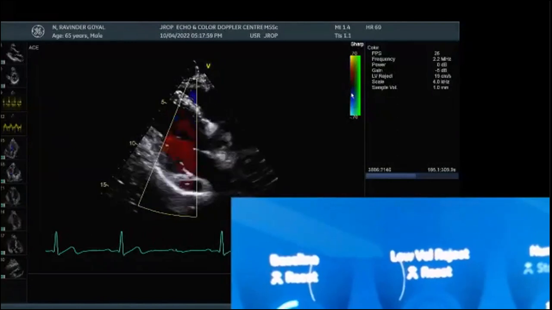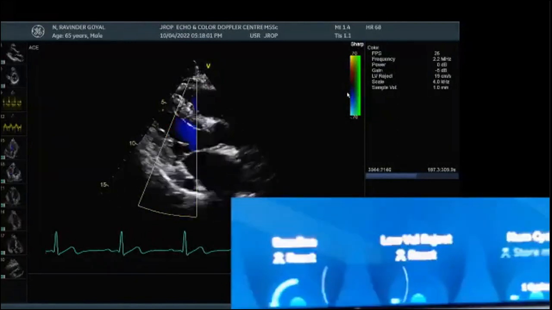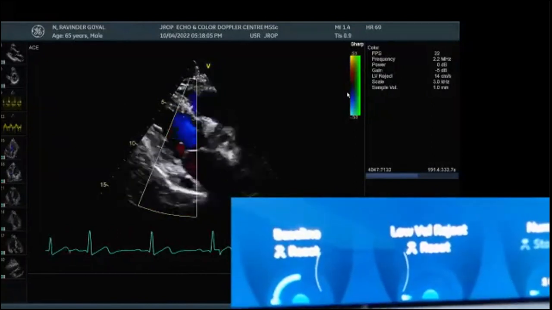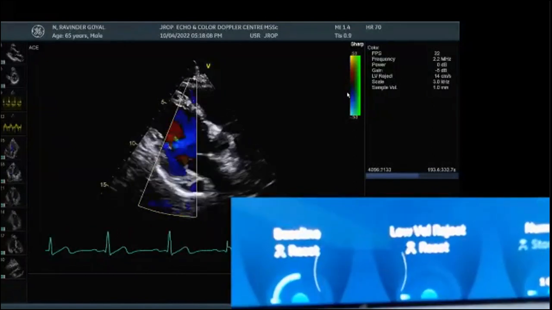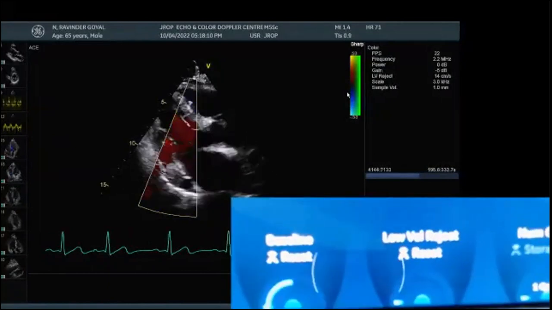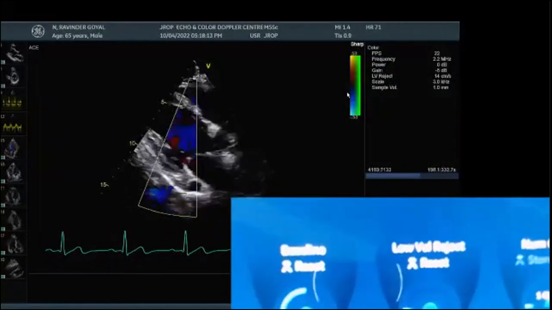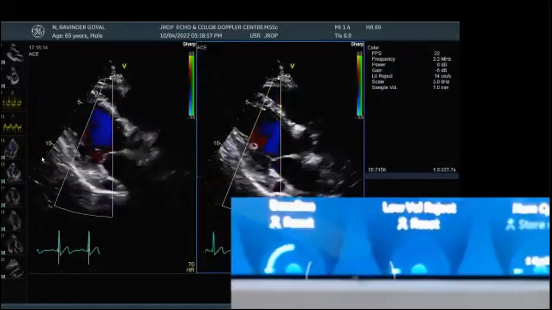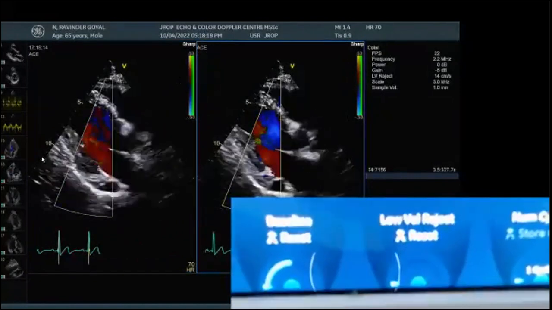And with the change of Nyquist limit, what do you observe? Look, the color gains have become less now. I'm going to 53 now. This is 53. Now see correspondingly. Now I'm going to increase the Nyquist limit.